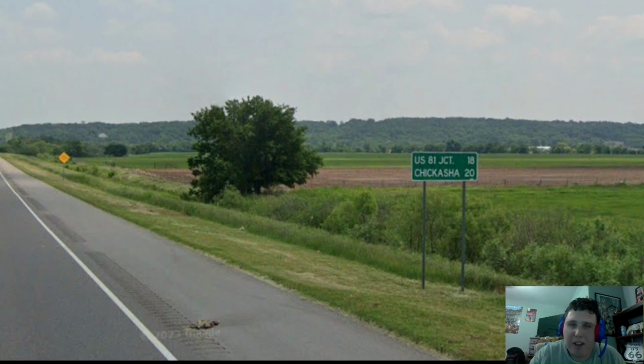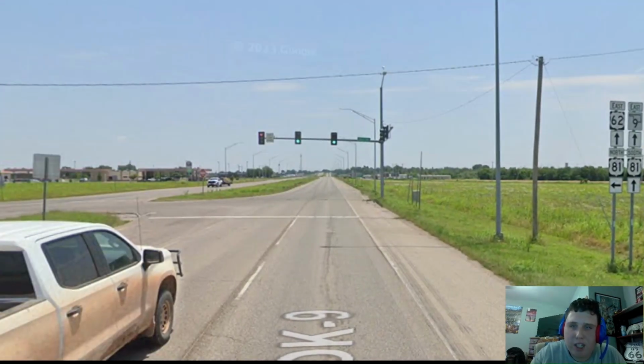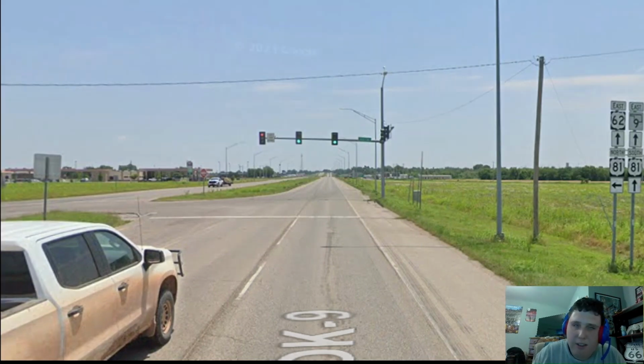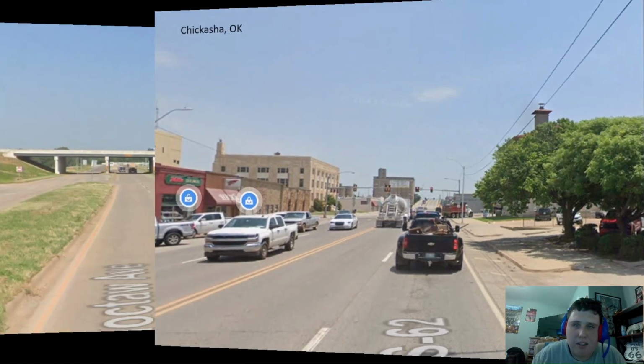We have another mileage sign. US 81 Junction is 18 miles away, while Chickasha is 20. Here on the outskirts of Chickasha, we're meeting US 81, and US 62 and 81 are going to be concurrent as we head through the city of Chickasha. Here in Chickasha, US 81 is going to be leaving to join 277 South, while 277 North is going to be joining US 62.